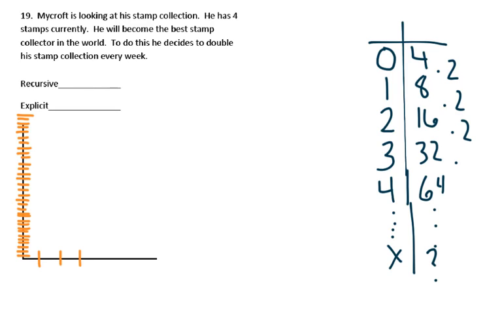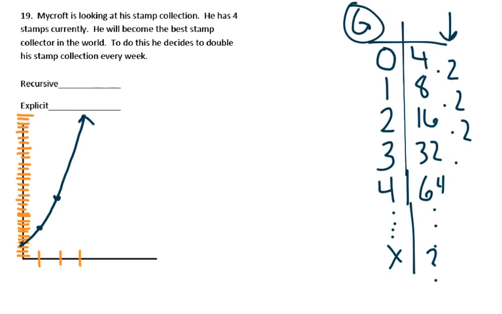So then let's graph it. 0, 4, about right there. 1, 8, about right there. 2, 16, about right there. And 3, 32. And that's enough to kind of get what's going on with this curve. So, you can tell that this is a geometric situation going on. Okay?